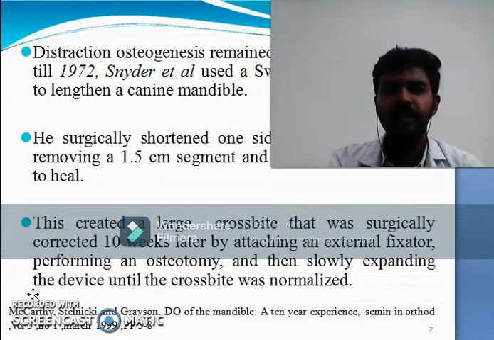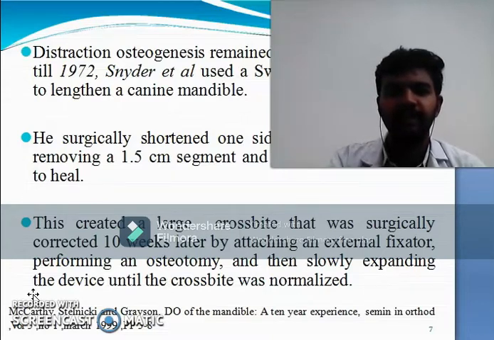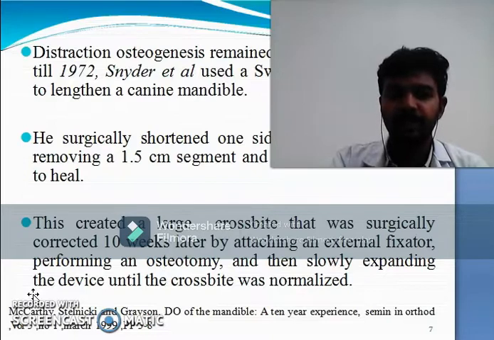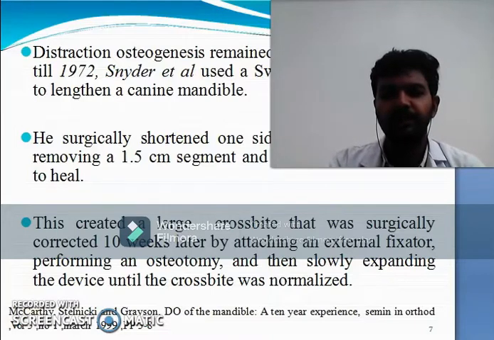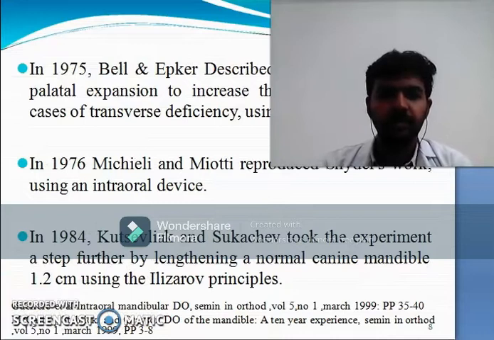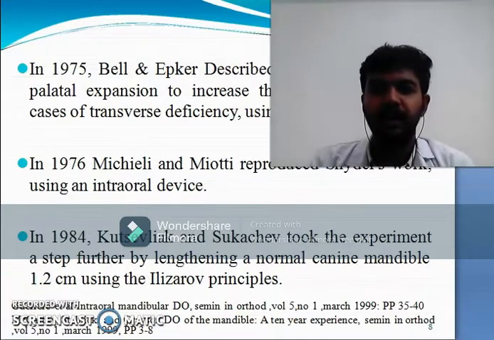Snyder et al. used a Swanson external fixator to lengthen the canine mandible. He surgically shortened one side of the mandible by removing a 1.5 cm segment and then allowed the bone to heal. This created a large crossbite that was surgically corrected 10 weeks later by attaching an external fixator, performing an osteotomy, and then slowly distracting. In 1975, Bell and Epker described a technique of rapid palatal expansion.